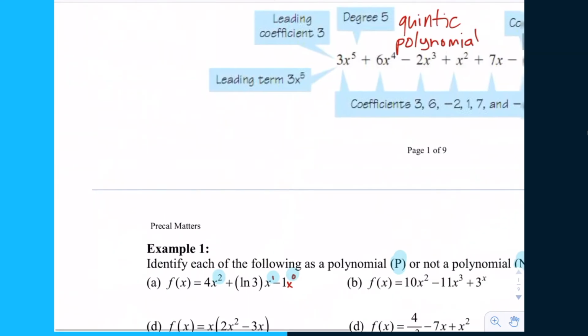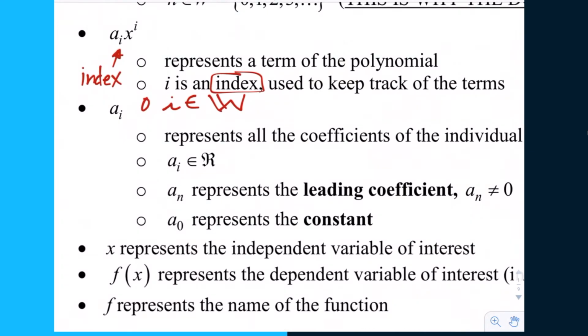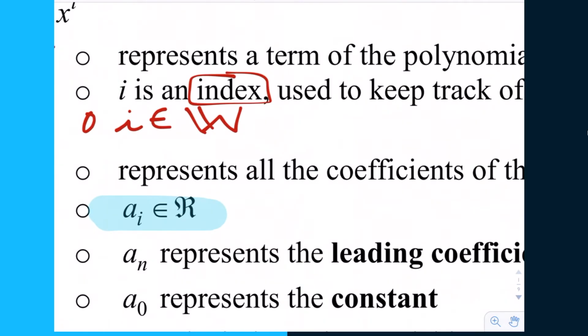Now, one thing I didn't emphasize up here, which is worth going back to, your a sub i's, that is your coefficients, can be elements of R, it's a weird looking R. We usually write it like that. The coefficients themselves can be any types of numbers. They can be whole numbers, they can be integers, they can be rational numbers, fractions. They can even be irrational numbers. Your coefficients can be any real number.